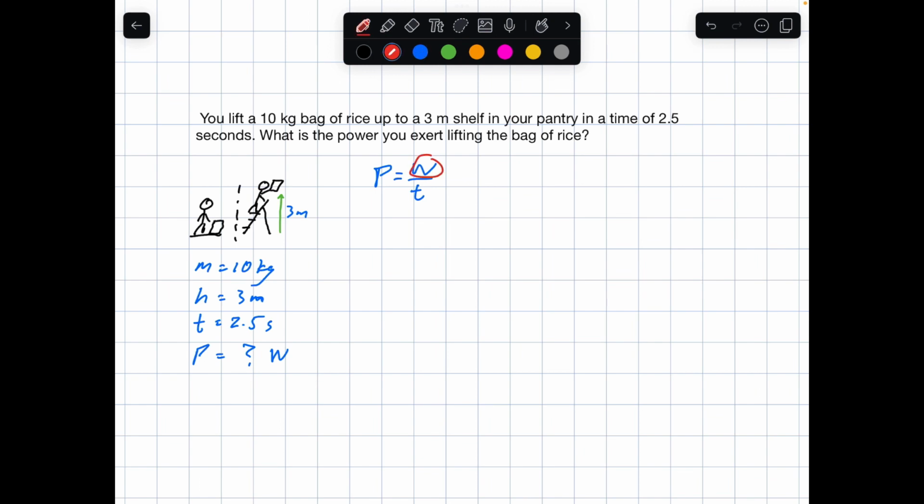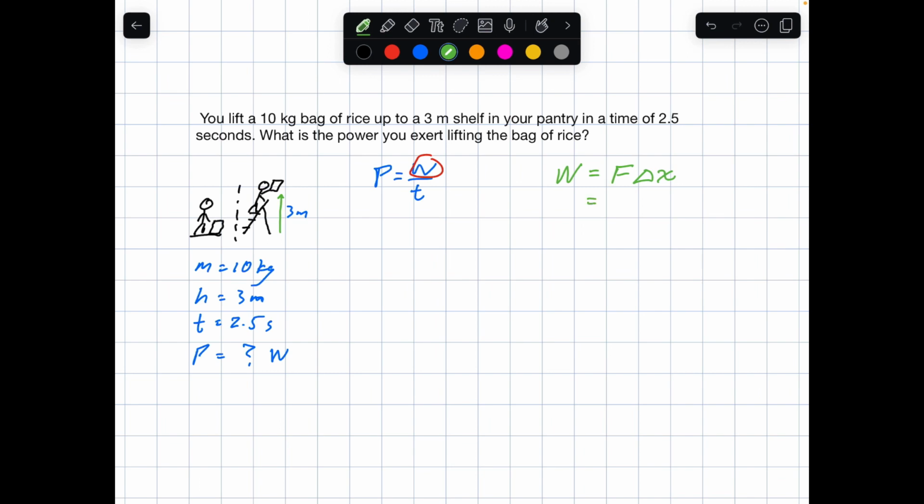We're not given the work. So we have to go over here off to the side and do the calculation to find the work. So work equals force times displacement. We could look at it this way. But the force, we don't know the force. So we have to calculate the force.